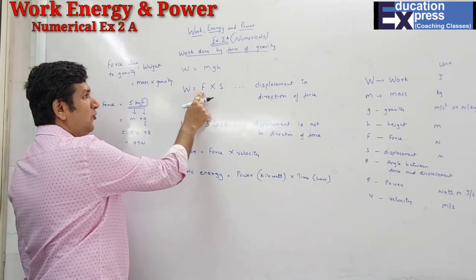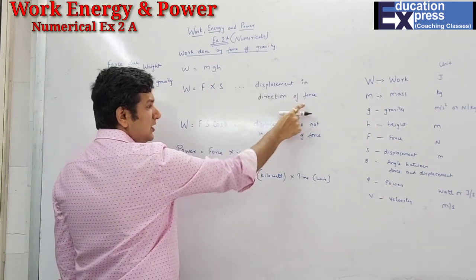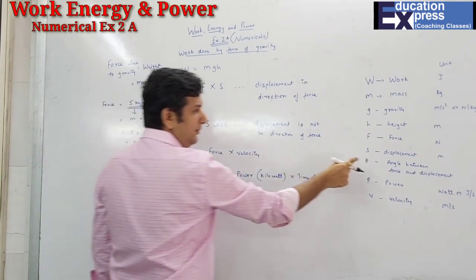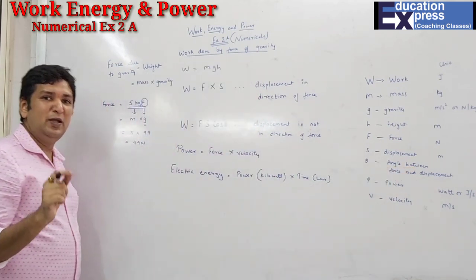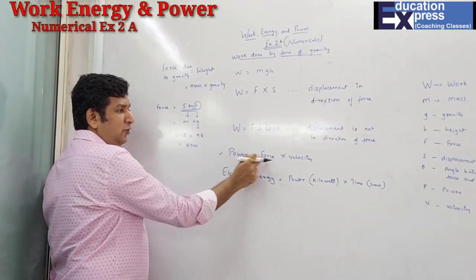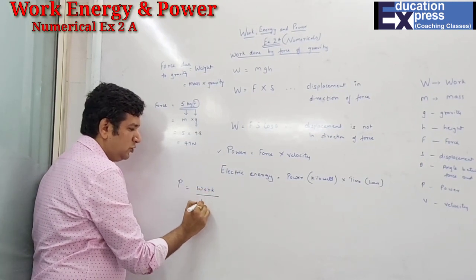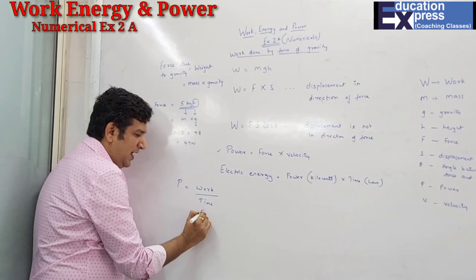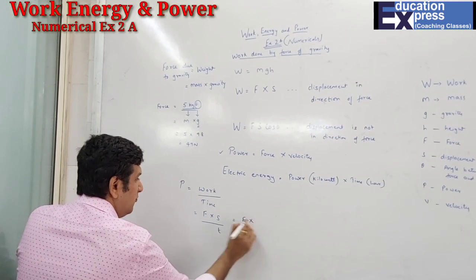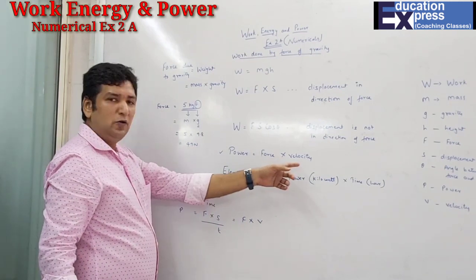Then work is force into displacement. This is when the displacement is in the direction of force. If the displacement is not in the direction of force, then the same formula along with cos theta. Theta is nothing but the angle between the force and displacement, which will be available in the question. And last, power equals force into velocity. Students, how do you derive this formula? Power is also equal to work upon time, where work is F into S upon time. Now displacement upon time is velocity. Hence, the power formula we can also write as force into velocity.